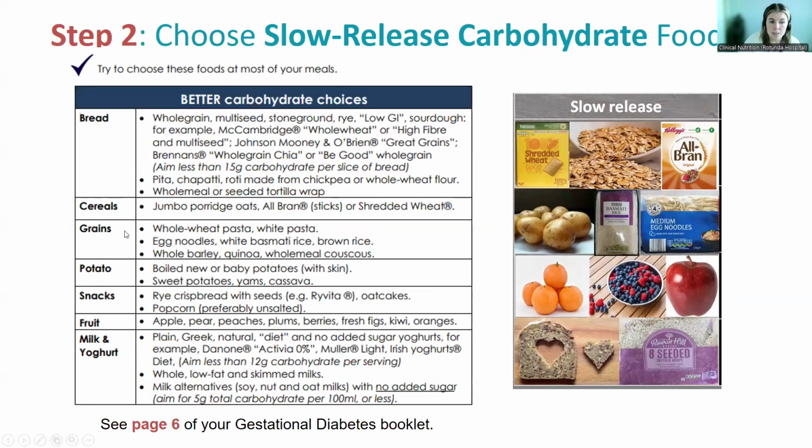Next, I'm going to move on to grains. So that's things like pasta, rice, noodles, for example. For pasta, both white pasta or brown pasta, either is fine to use. If you're going to have noodles, we'd encourage you to go for egg noodles instead of rice noodles. If you're going for rice, we would encourage you to go for white basmati rice or brown rice instead of jasmine rice or long grain rice or Indian rice, for example. And then also just to let you know that whole barley, quinoa and wholemeal couscous are also okay as well.